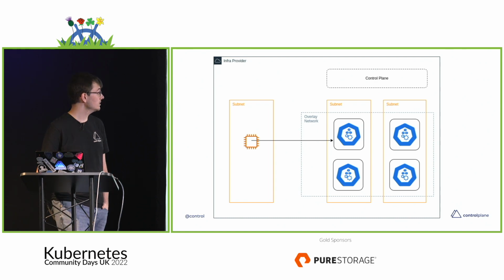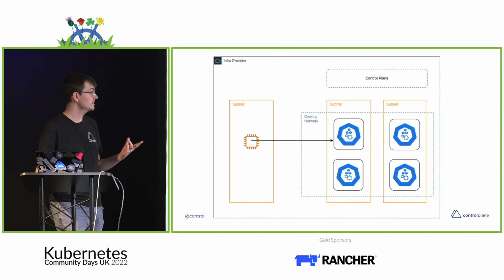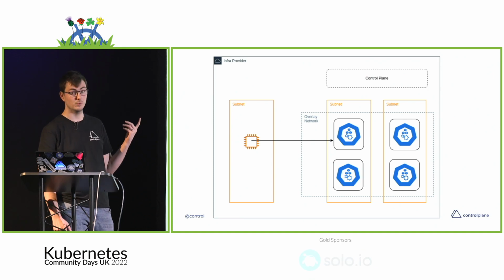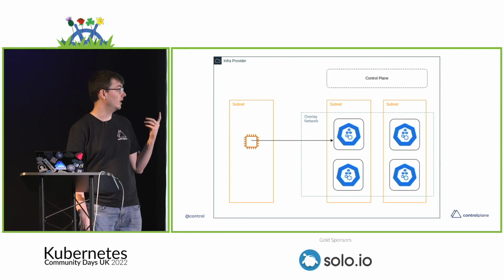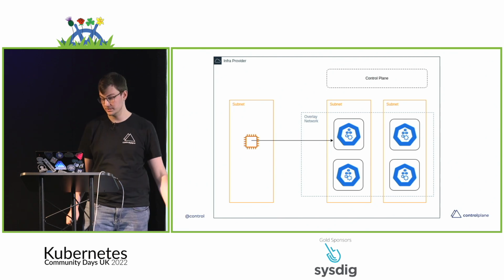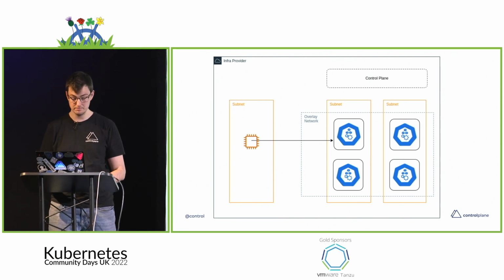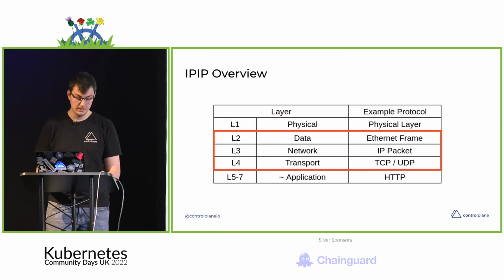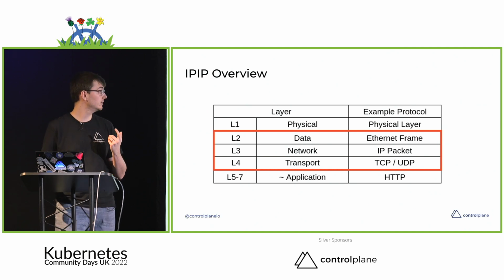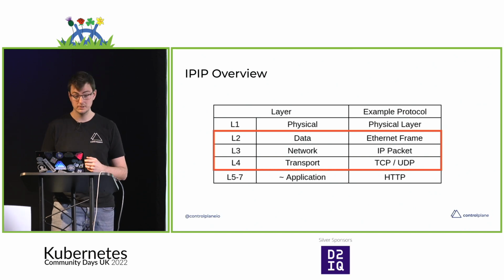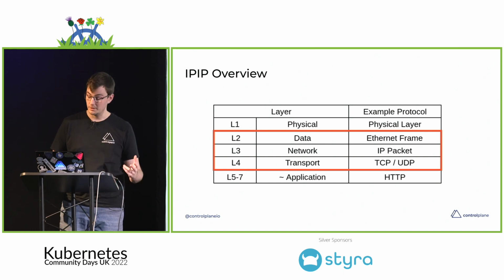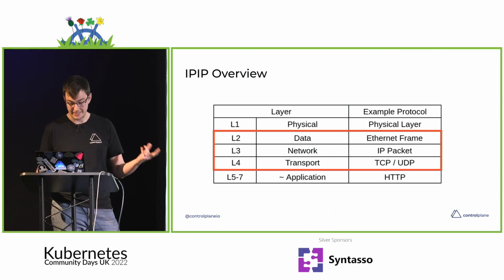So for this next section, I'd like you to envisage this architecture, where we have the bastion in one subnet, and our nodes are in one or more other subnets, but crucially we can route traffic between them. So looking a little bit at IPIP, in terms of the OSI model, the IPIP overlay network is an IP packet in an IP packet.